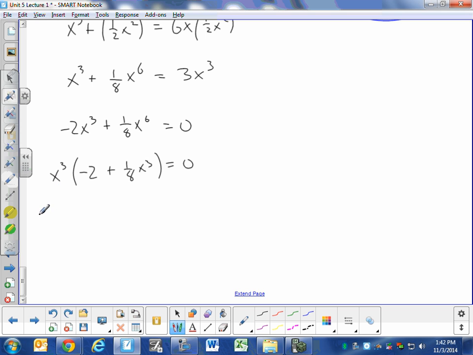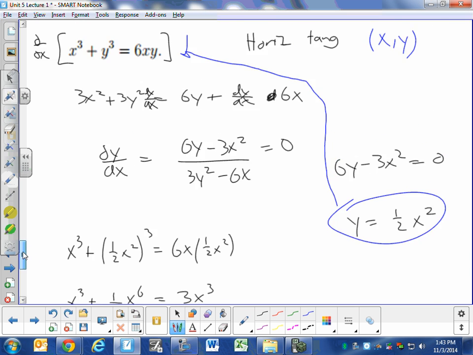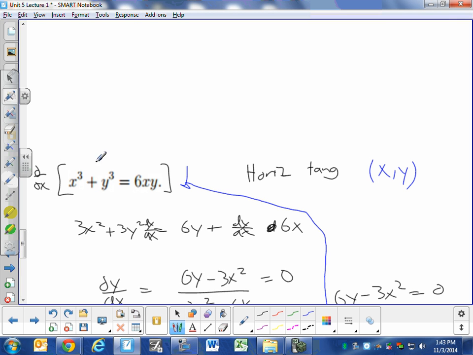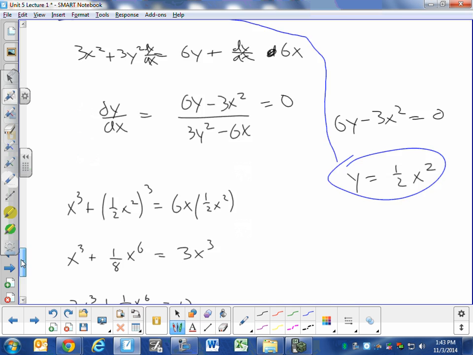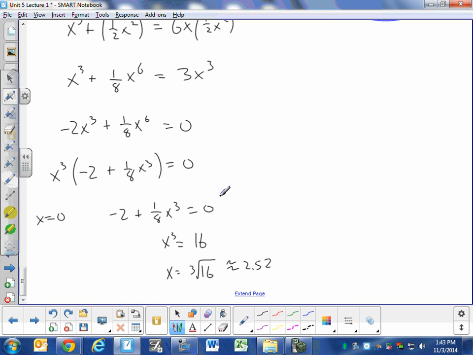This will occur when x is 0, that's the first piece. Now we have to solve this guy. I would add 2, then multiply by 8, and then I would take the cube root. It's not a nice number, but it's a number that we can find nonetheless. It's approximately 2.52. And those would be the x locations. To find the y locations, I'd have to take those values and plug them back in here. Again, would not be great. Probably we'd have to solve those by using our calculator. But let's just end it here with these x coordinates that we could find.